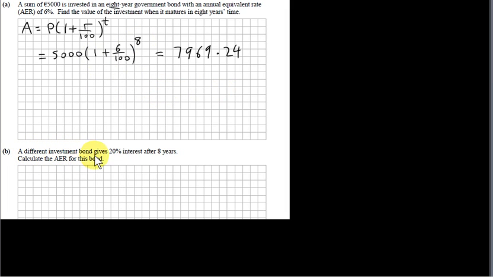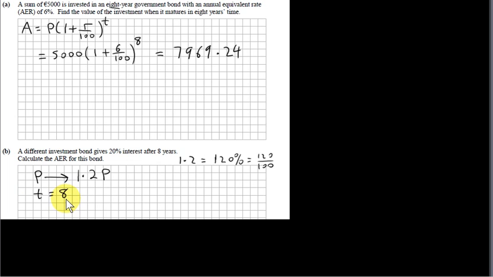A different investment bond gives 20% interest after 8 years. Calculate the AER for this bond. So that means that the principal, that is the money we invest, grows to 120% of what it was worth initially. But 120% is 1.2. Or in other words, we increase P by 20%. To increase P by 20%, we multiply by 1.2, because 1.2 is 120%. It's just 120 divided by 100.